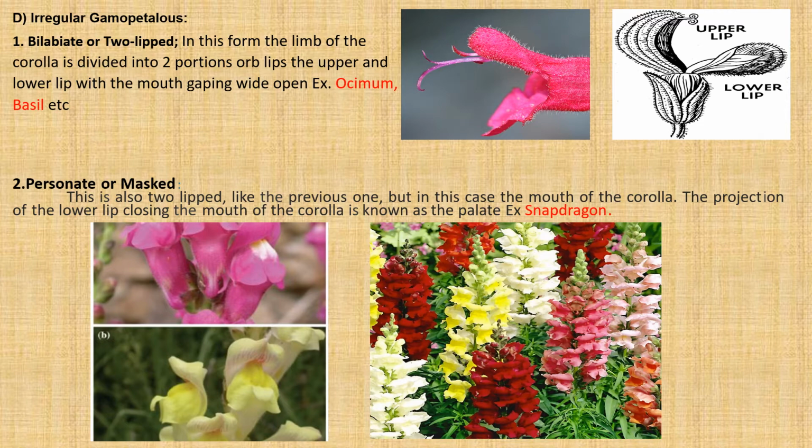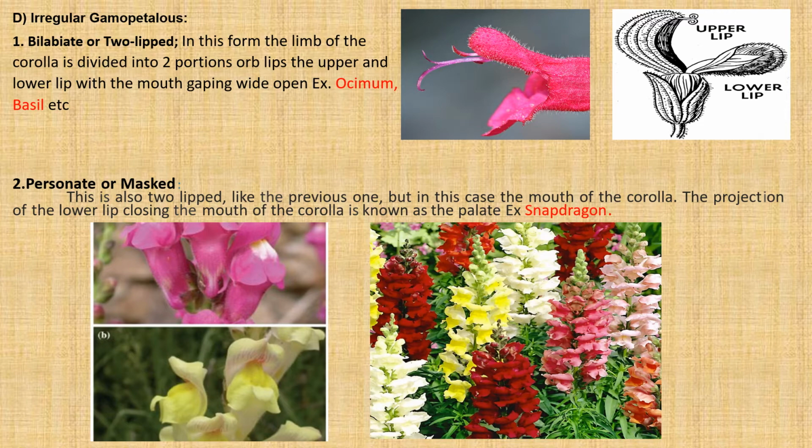You can see here, this is the upper lip and this is the lower lip, and you can see the wide mouth open. So this is what we call a bilabiate or two-lipped corolla, as we see in case of Ocimum as well as basil, are the two examples. Almost all members of the Labiatae have such bilabiate or two-lipped corolla. The second one is personate or masked corolla.